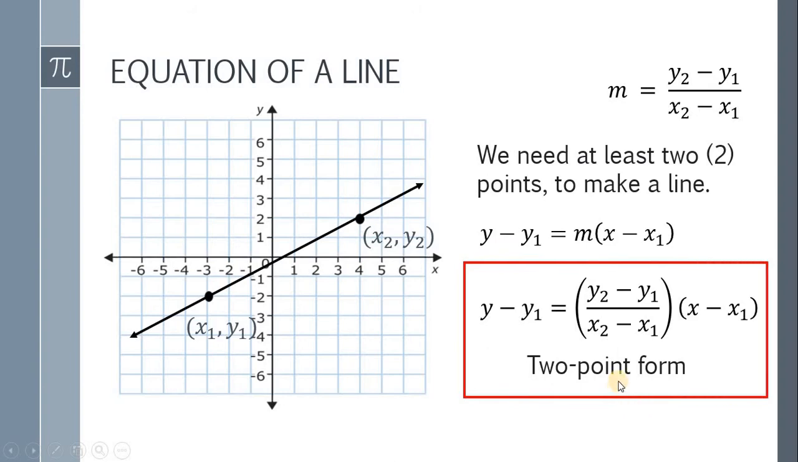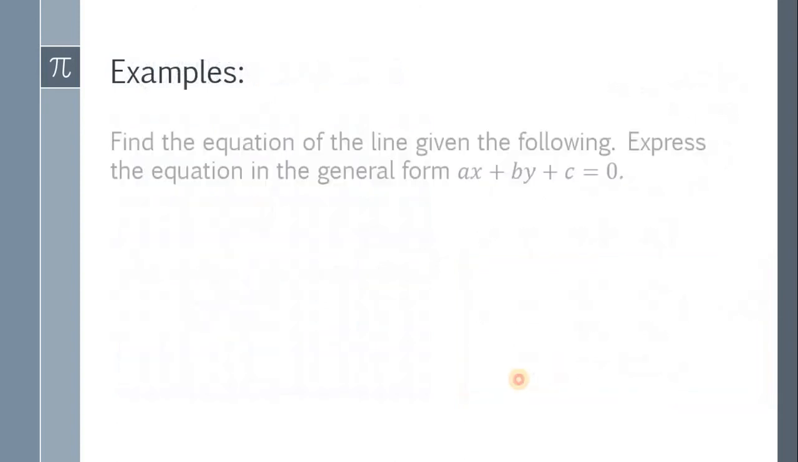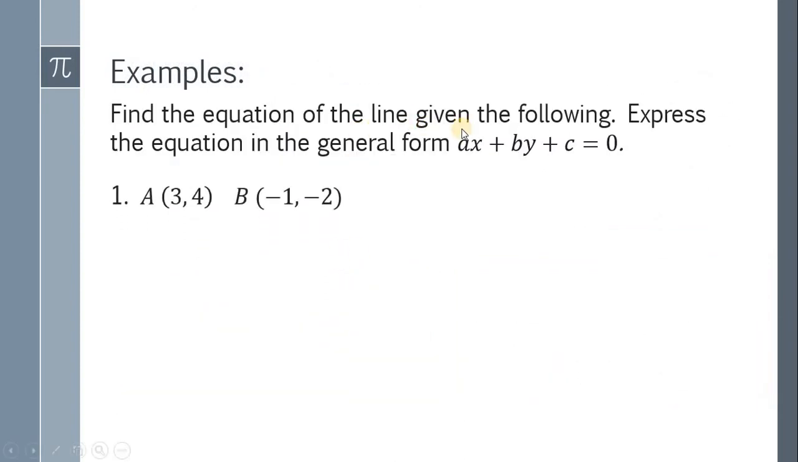Okay, so kung medyo naguguluhan, i-apply natin agad sa example para mas maintindihan natin. Find the equation of the line given the following. Express the equation in general form. So, yung sagot natin, kailangan nasa general form, ax plus by plus c is equals to 0. So, number 1, we have (3, 4) and (negative 1, negative 2). Number 2 and number 3. Now, let's have the solution.